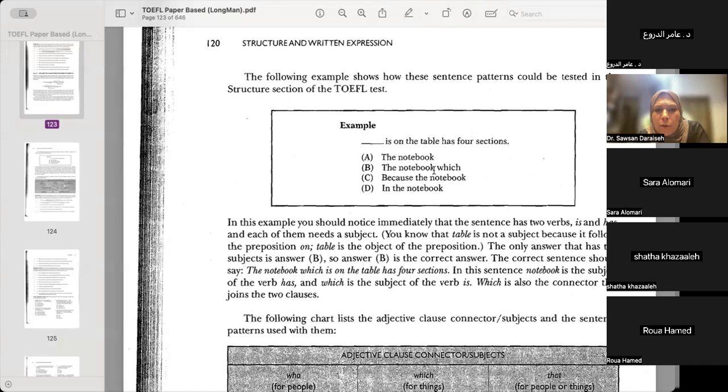So yes, the notebook. We need the notebook, which is on the table, because the notebook is the subject. Which is on the table is the adjective clause, where the connector itself is also the subject. Here it is, which. And then has is the verb, 4 sections. Okay, so the notebook on the table has 4 sections.